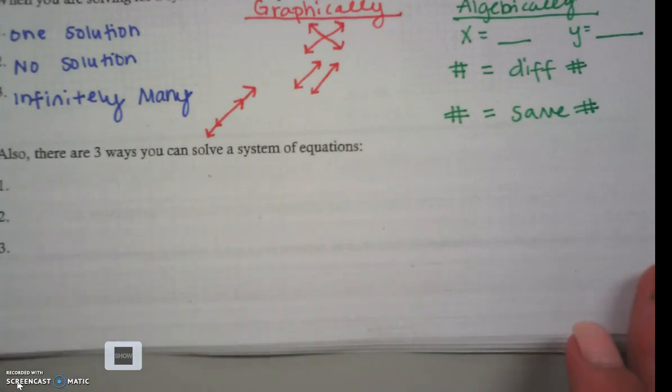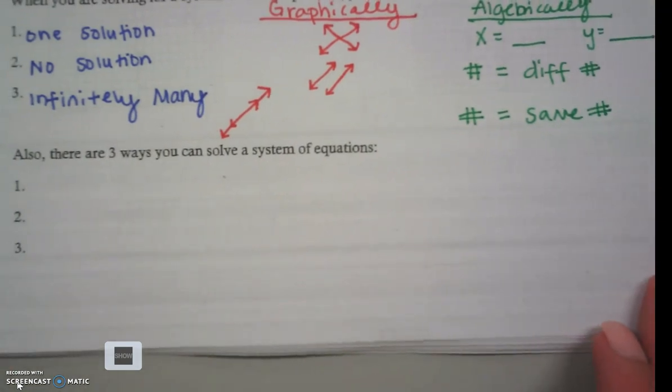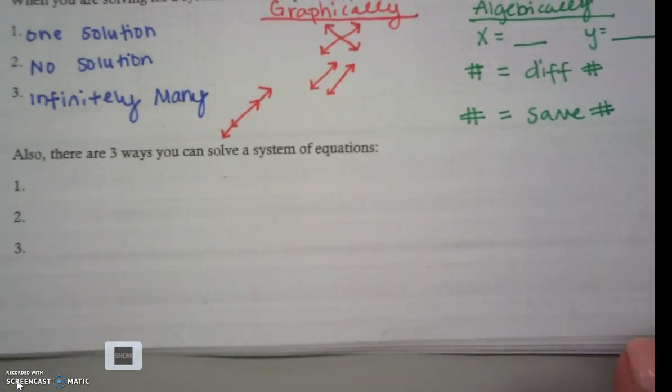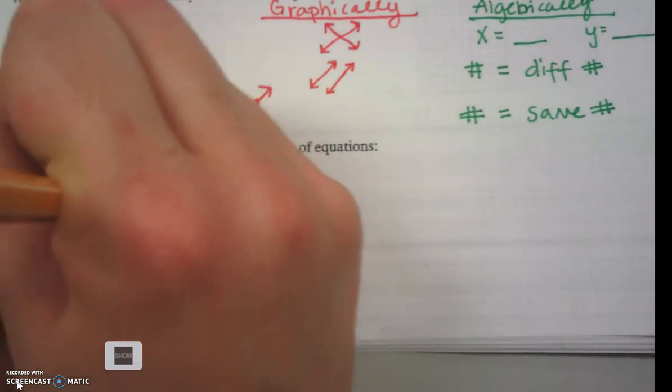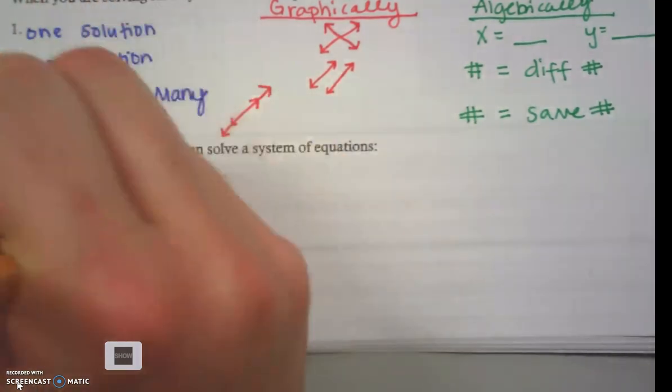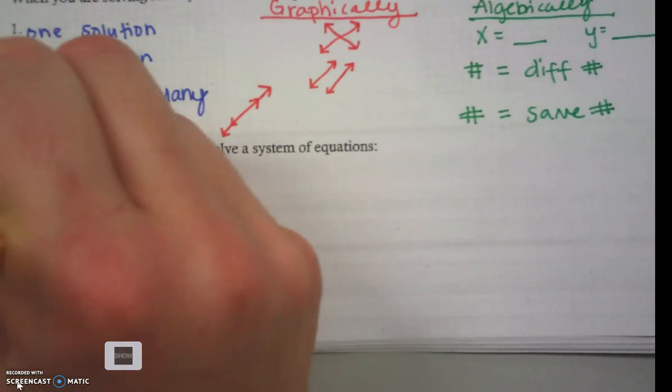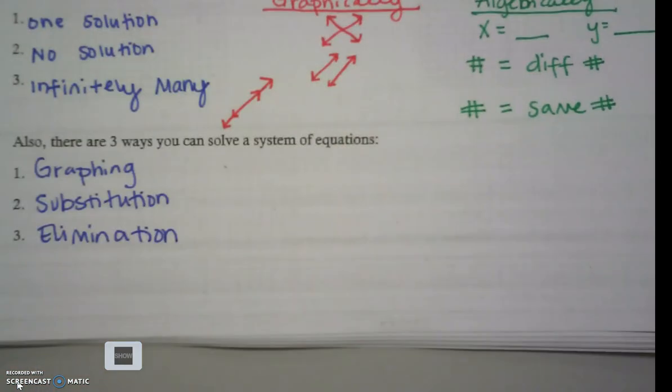Now, there are also three ways to solve these systems. We can solve them by graphing. We can solve them by substitution. And we can solve by elimination. And ironically, that's the way we're going to learn it.